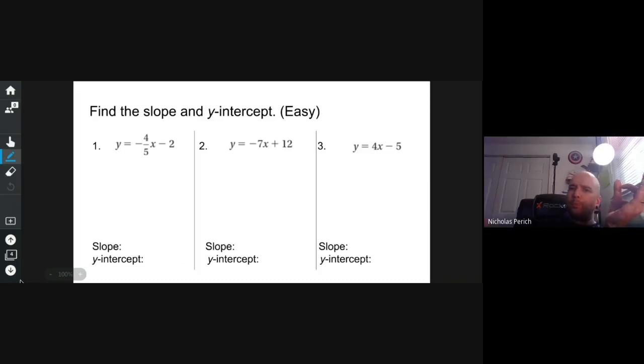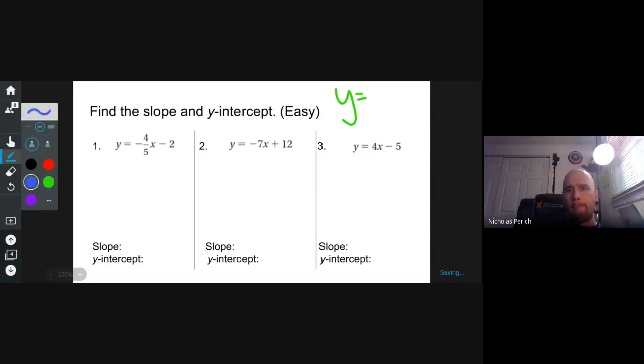Okay? So, again, let me write out slope-intercept form right here. Y equals mx plus b. When y is all by itself, the number in front of x is the slope, and the number floating around all by itself is the y-intercept.